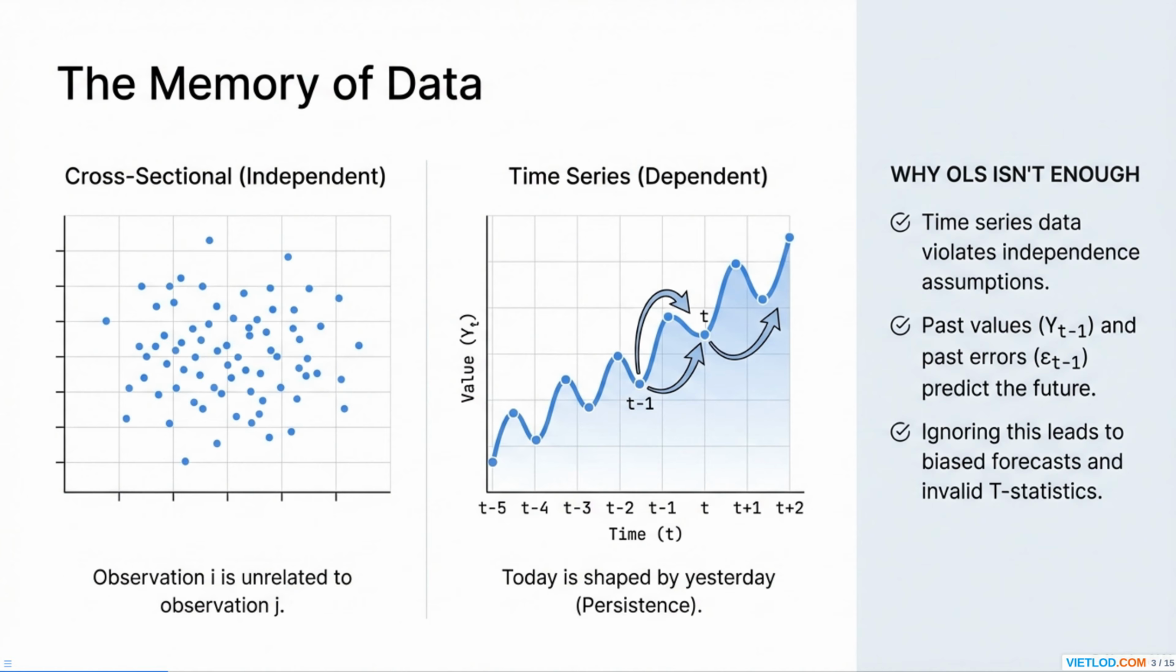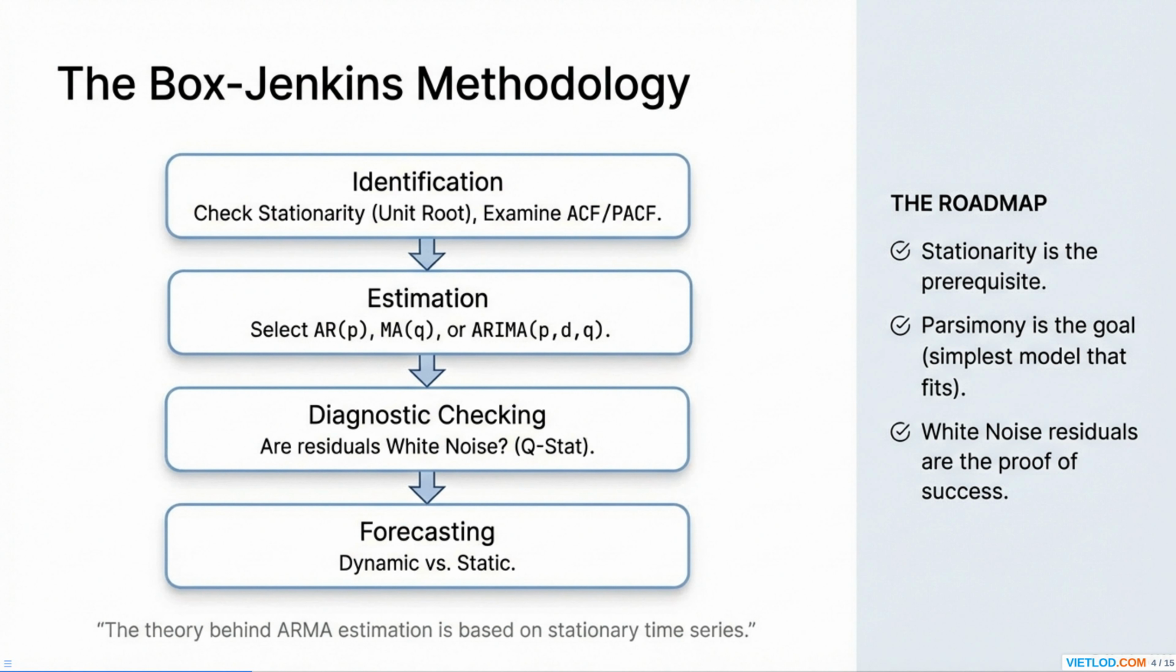However, time series data is fundamentally different. It possesses a memory, where today's value is heavily influenced by yesterday's, and even past errors. This characteristic is known as persistence or autocorrelation. The graph on the right illustrates this dependency.